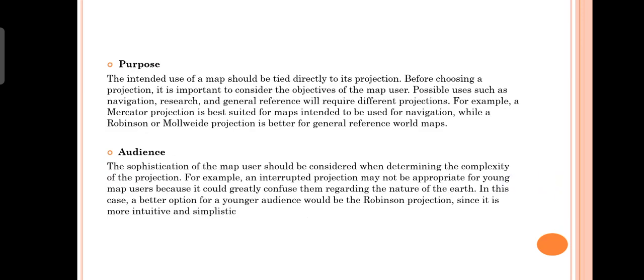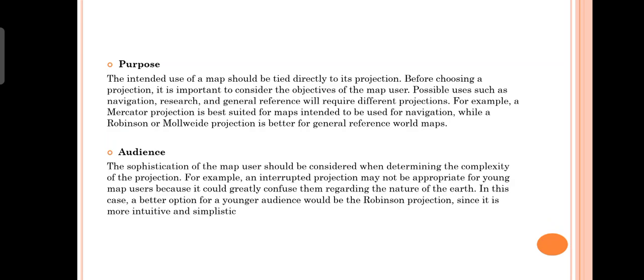Then purpose. The intended use of a map should be tied directly to its projection. Before choosing a projection, it is important to consider the objectives of the map users. Possible uses such as navigation, research, and general reference will require different projections. For example, a Mercator projection is best suited for maps intended for navigation, while a Robinson or Mollweide projection is better for general reference world maps.